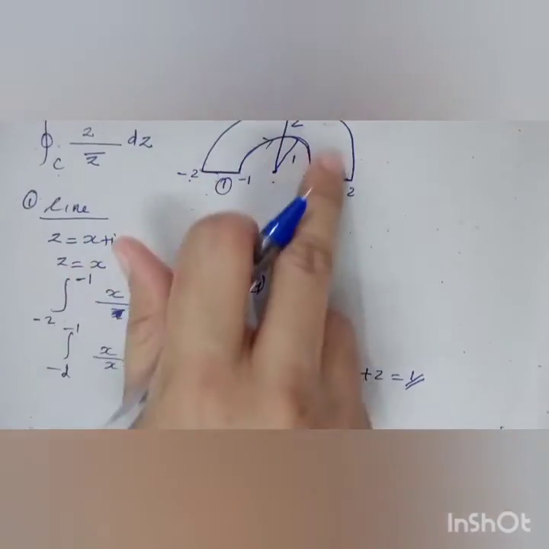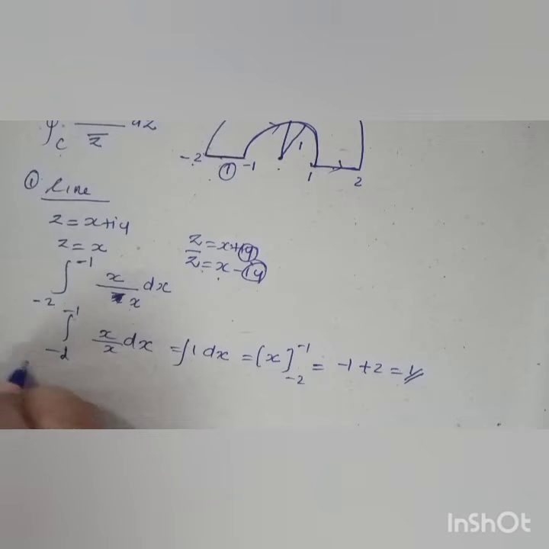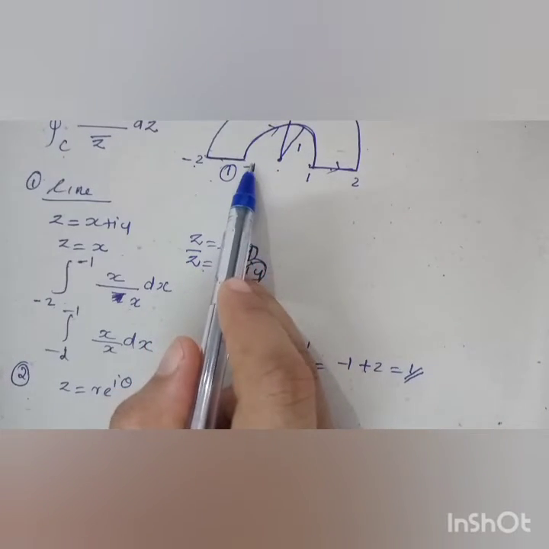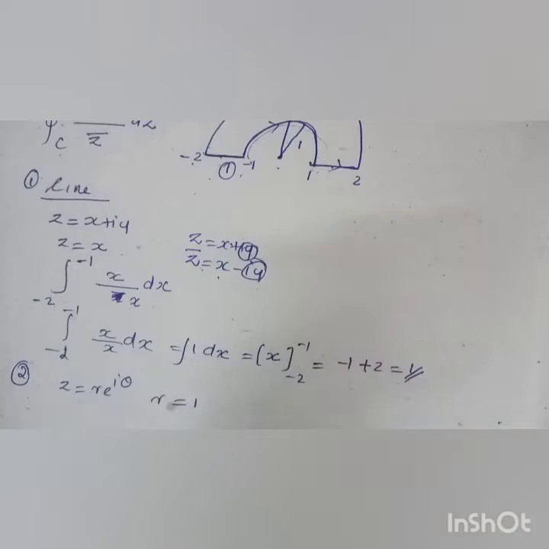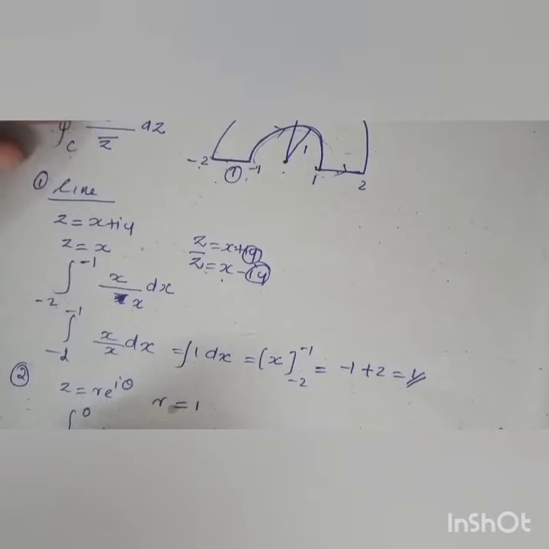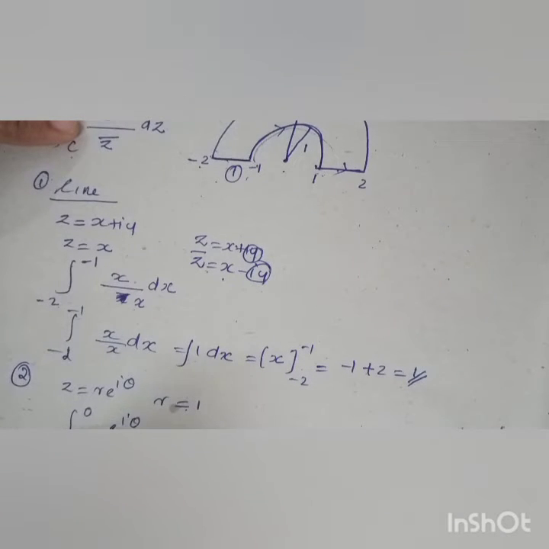Second is a curve with a radius 1. So z is equal to r e raised to i theta. r is given as 1, and we also know that it is in a clockwise direction from pi to 0. So we have to substitute pi to 0. z is equal to r e raised to i theta, r is equal to 1. So e raised to i theta divided by z bar. z bar is e raised to minus i theta into dz. dz is e raised to i theta into i d theta.